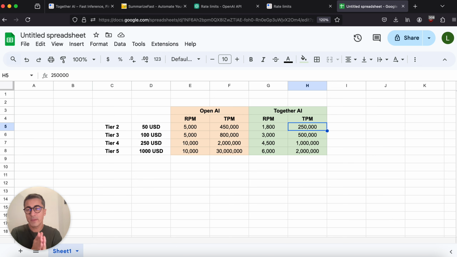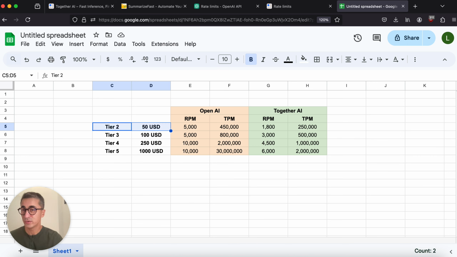Since I have a demanding product, which will be sending quite a lot of requests asynchronously to the large language model in a very short time, in a minute, let's say, I'll be sending quite a lot of requests to the system, and I will also be consuming quite a lot of tokens. So let's see what my limitations are in both systems and how profitable or non-profitable it is to use each of these systems. Let's say I spend $50 and end up being a tier 2 customer.